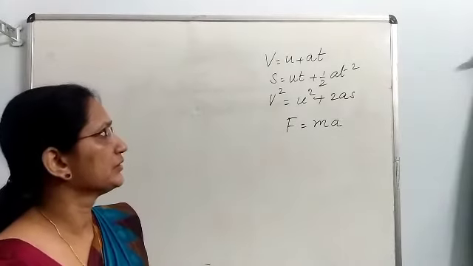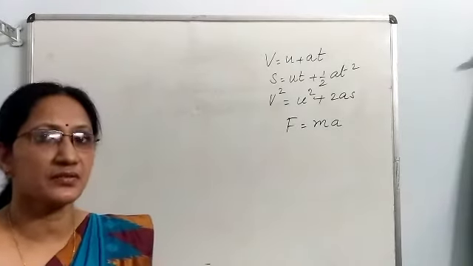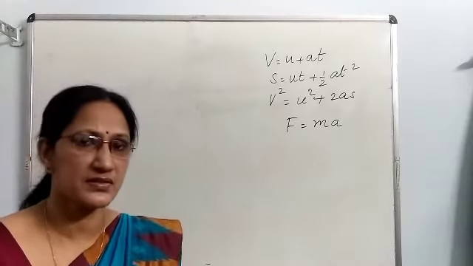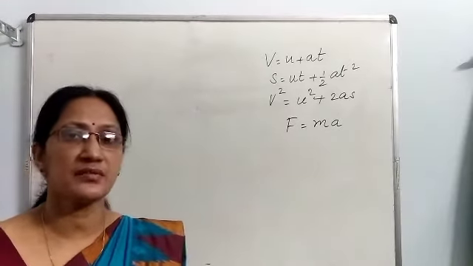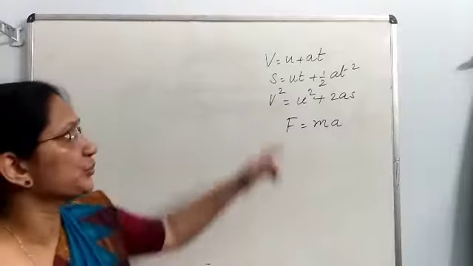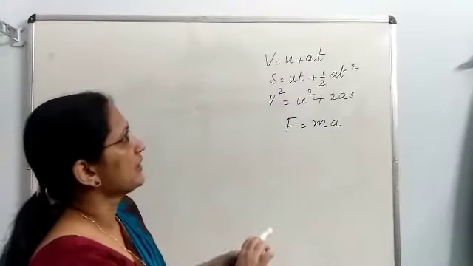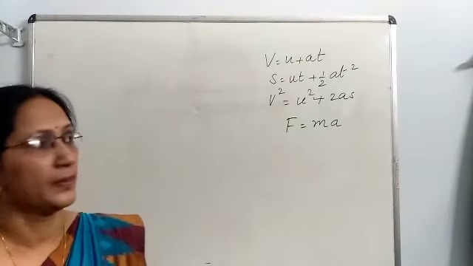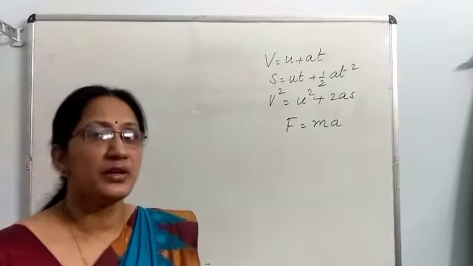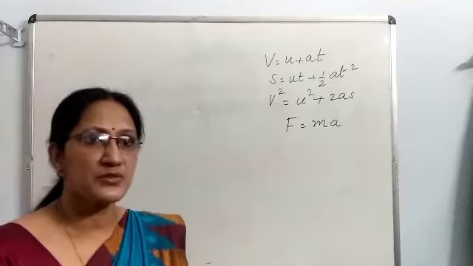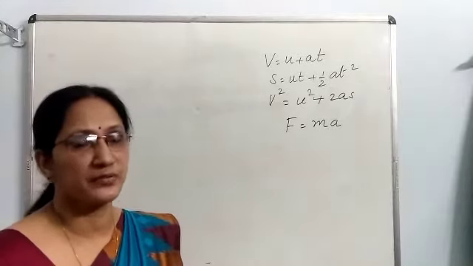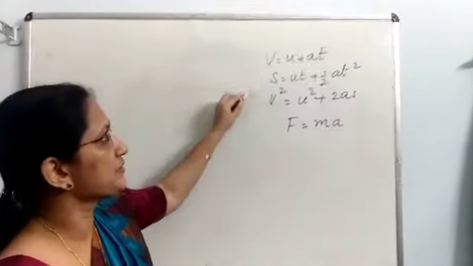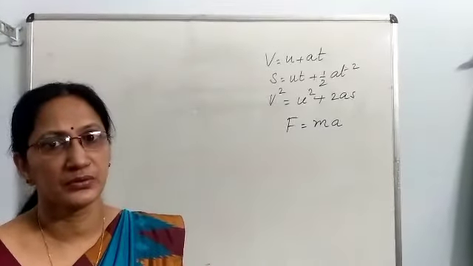solution method. In any numerical, if it is given, a body starts from rest, that means its initial velocity must be taken as 0. U means initial velocity. It must be taken as 0 in such cases. Then, in any numerical, if it is given, a body comes to rest or body stops after some time, its final velocity V must be taken as 0.